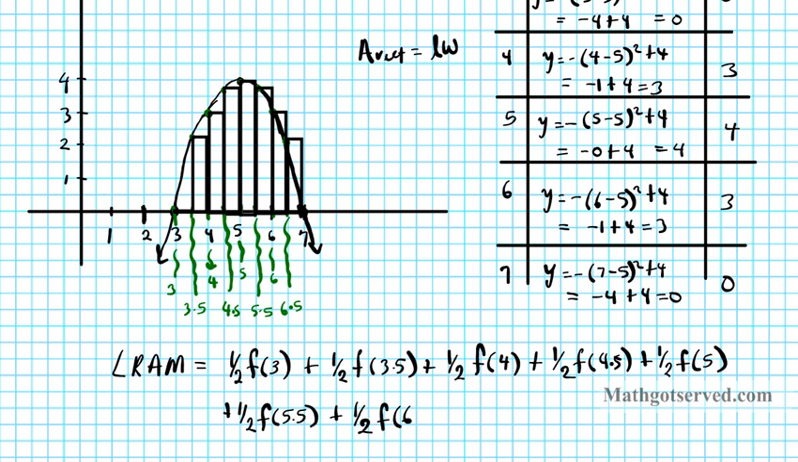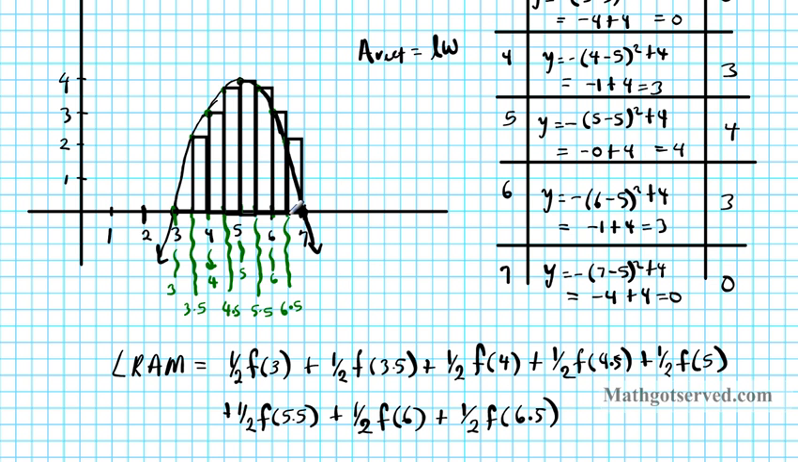Okay? All this is length times width, length times width, length times width. So this is the first rectangle, second, third, fourth, fifth, 6th, 7th, 8th. The width is 1/2, the height is f of whatever the x value, the left endpoint, is. Notice this is a longer, tedious way of writing it.